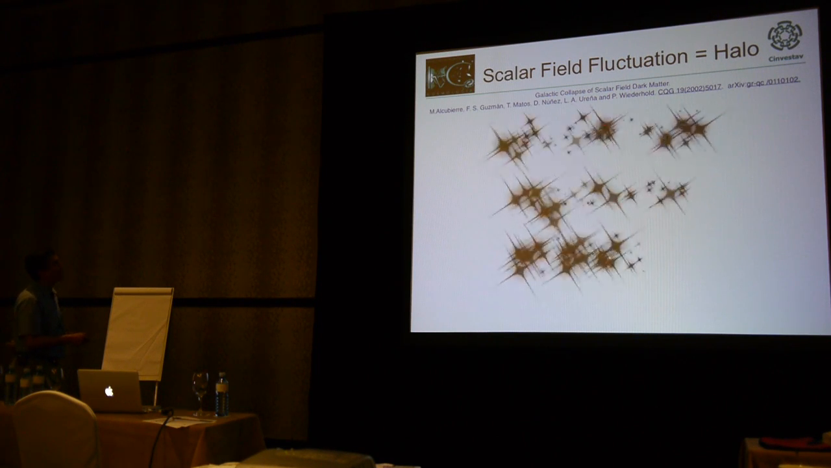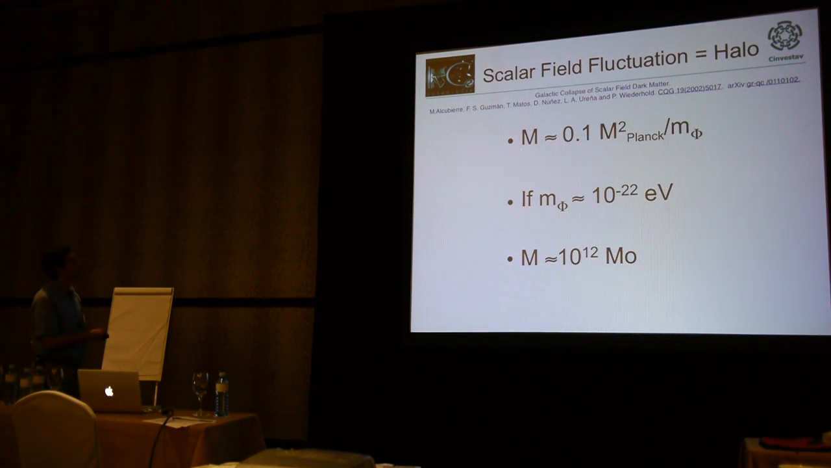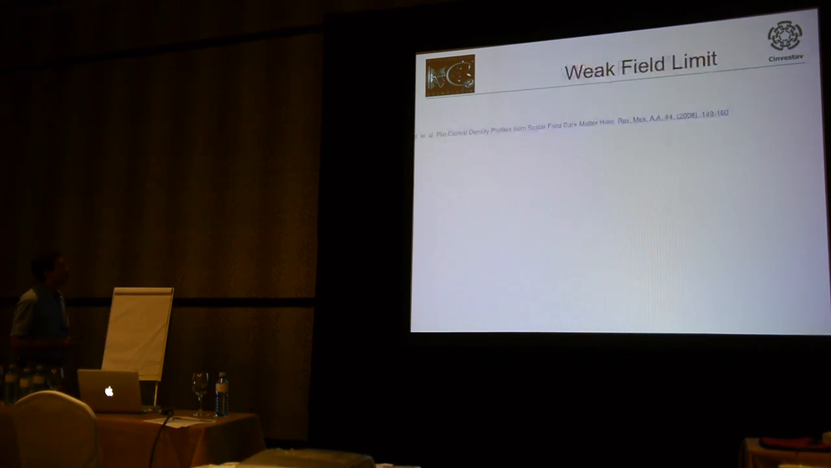Well, the second feature is that numerical simulations show that the preferred mass to collapse of these scalar fields is given by this formula. Of course, if we put again the 10 to the minus 22 electron volts, the mass of collapse of these scalar fields is 10 to the 12 solar masses, like a halo of a galaxy. That means that the halos are the fluctuations of the galaxy. One fluctuation is one halo. Well, that's the second feature.